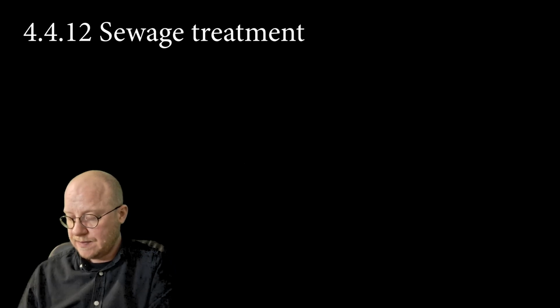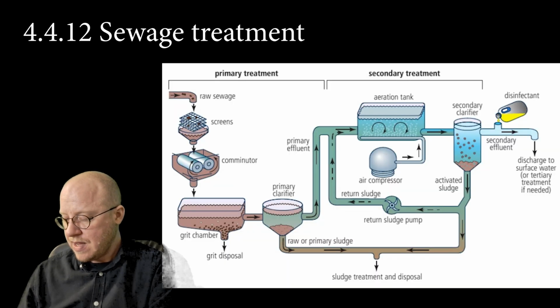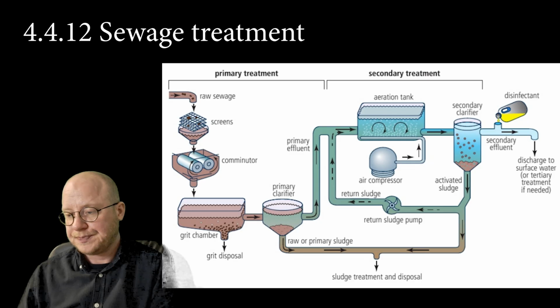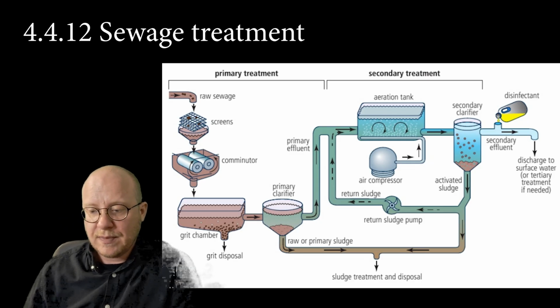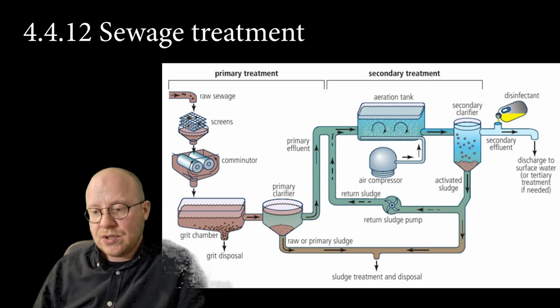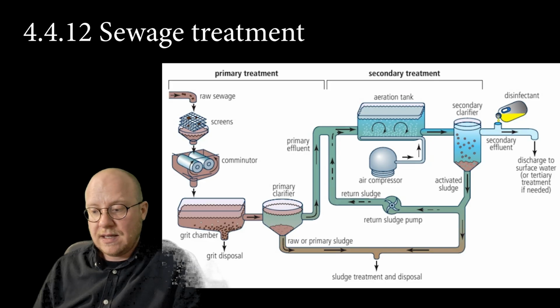4.4.12, sewage treatment. Sewage is treated biologically and chemically to allow the safe release of effluent by primary, secondary, and tertiary water treatment stages. There are major variations in access to sewage treatment around the world. So figure 4.83 is what sewage treatment in a septic tank looks like.